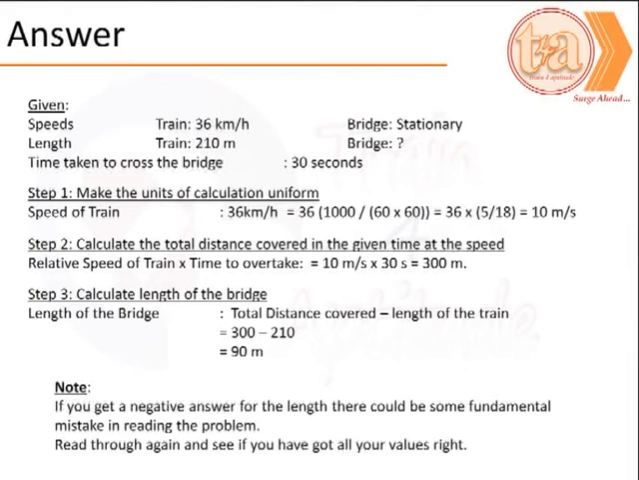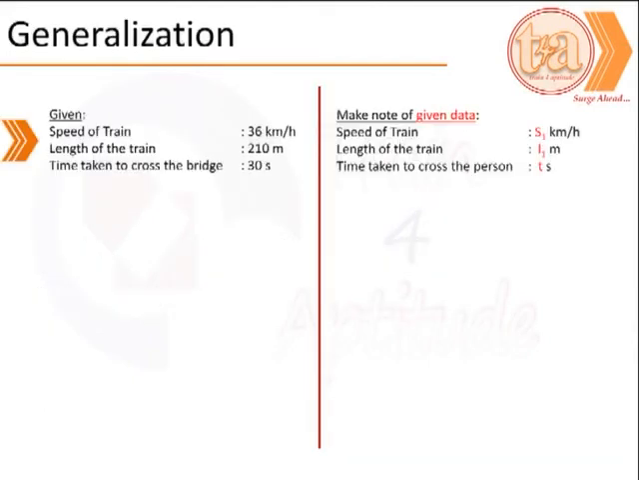What we would need to know here is that when we are calculating this, no negative answer could be expected. The length of the bridge cannot be negative, and therefore in case you get an answer which is negative, you would need to do the working again.